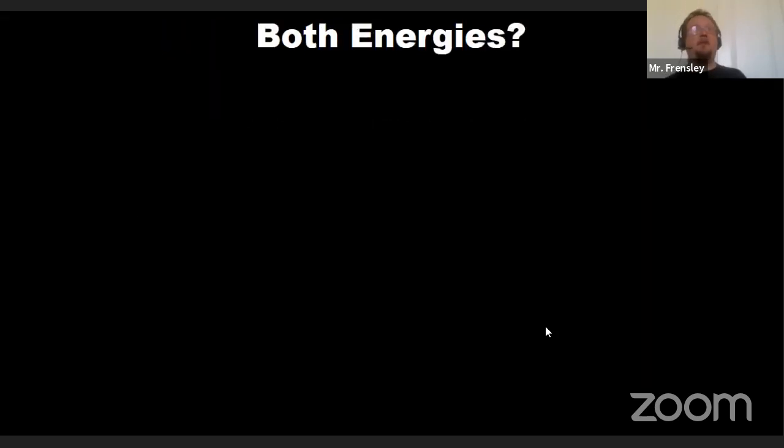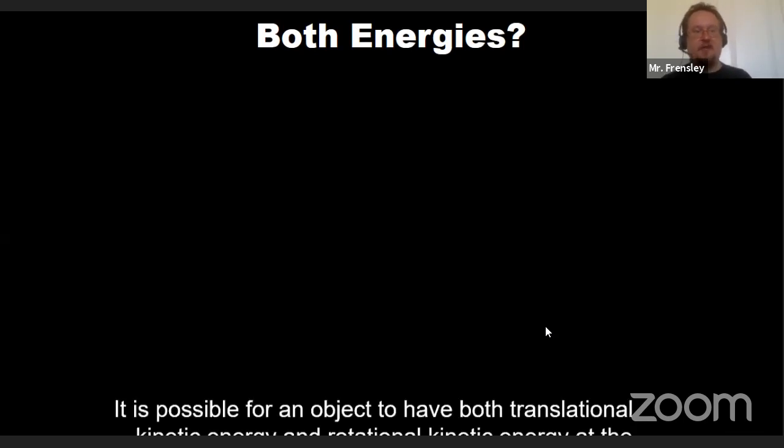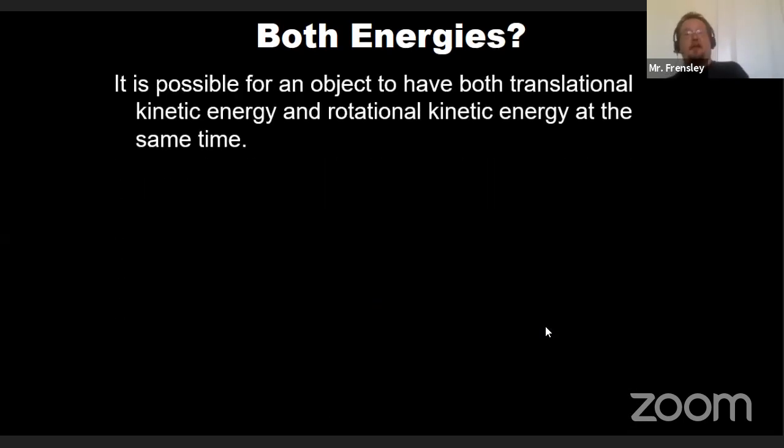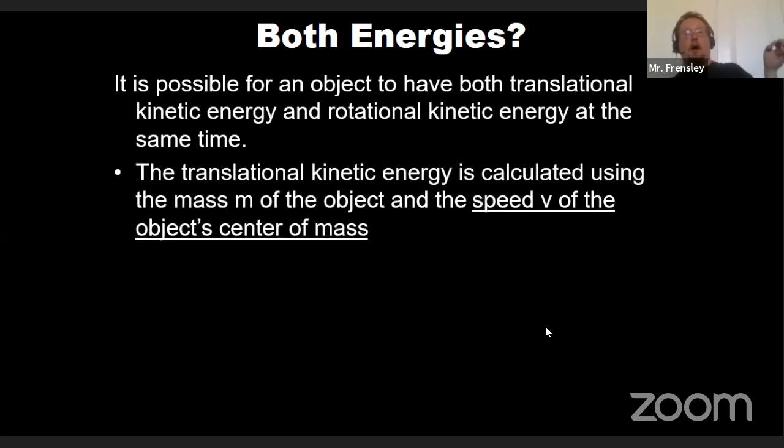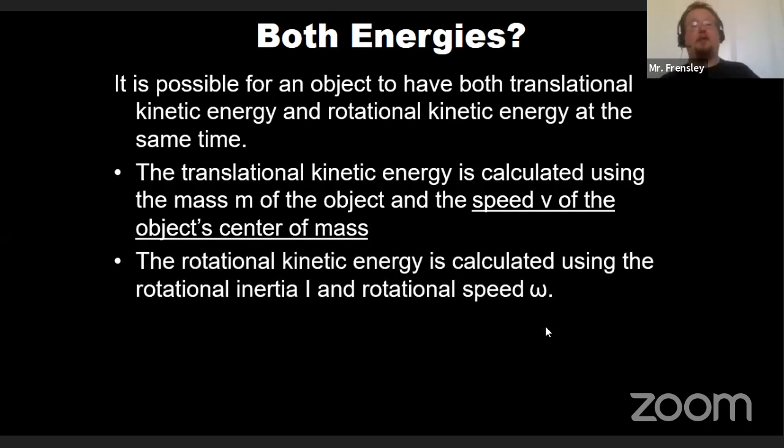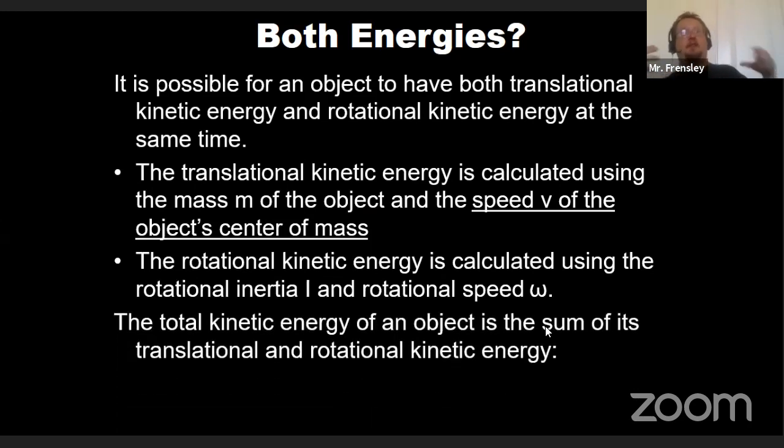All right. So can you have both types of energy at the same time, translation and rotation? Of course you can. It is possible to have both types of kinetic energy at the same time. So you have translational kinetic energy if the center of mass is translating somewhere, going left, right, up, down. You have rotational kinetic energy if you have some kind of rotation around an axis, around the center of mass. So the total kinetic energy of an object is the sum of its translational and rotational kinetic energy.